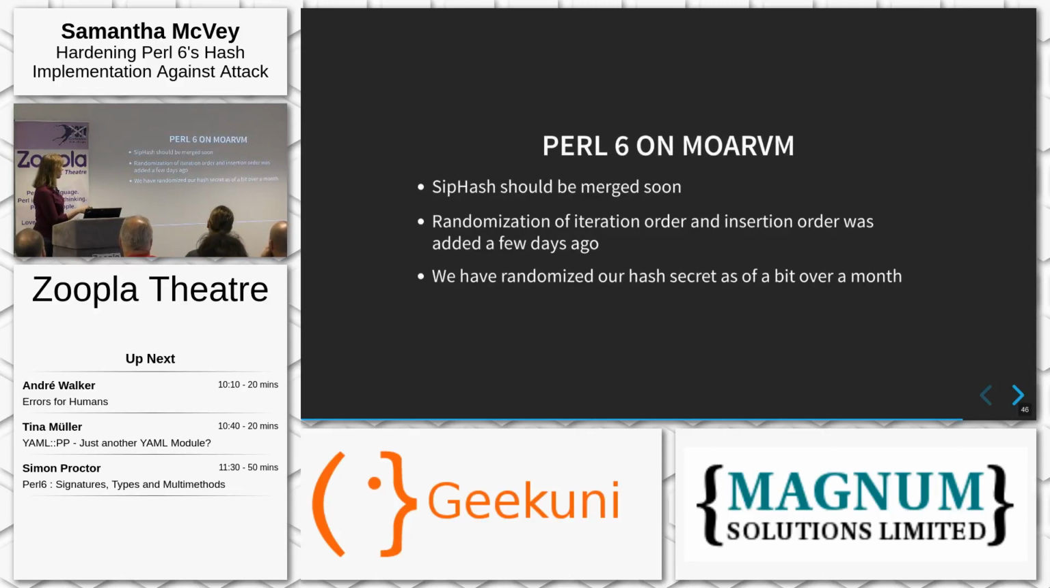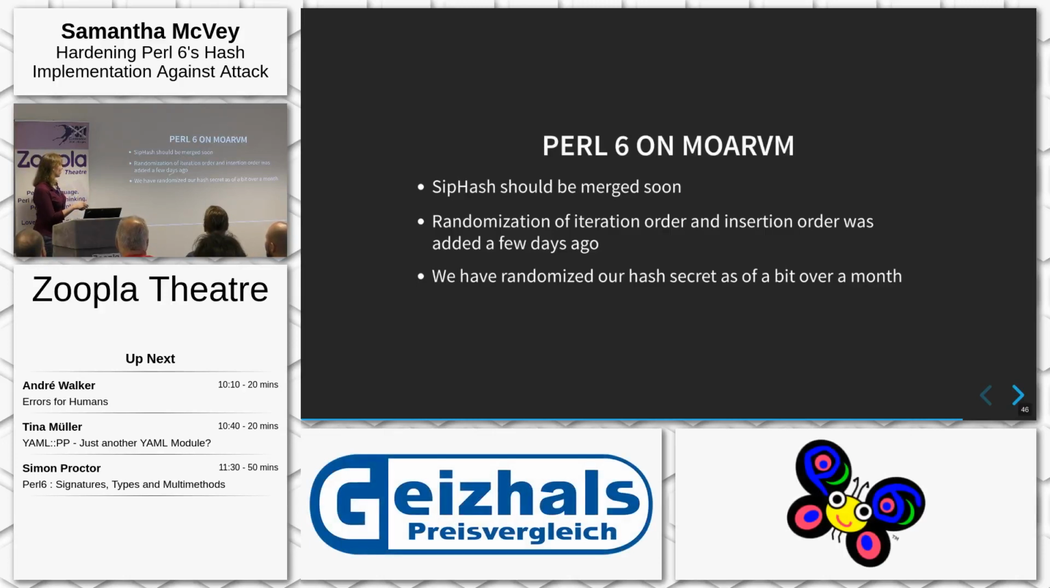Okay, so Perl 6 on MoarVM, I believe SipHash has been merged now, and this slide is a little old, but I randomized the insertion order a couple of months ago, and luckily the Perl 5 code was somewhat helpful for me in looking at that. And so we've randomized the hash secret as of 3-4 months ago.